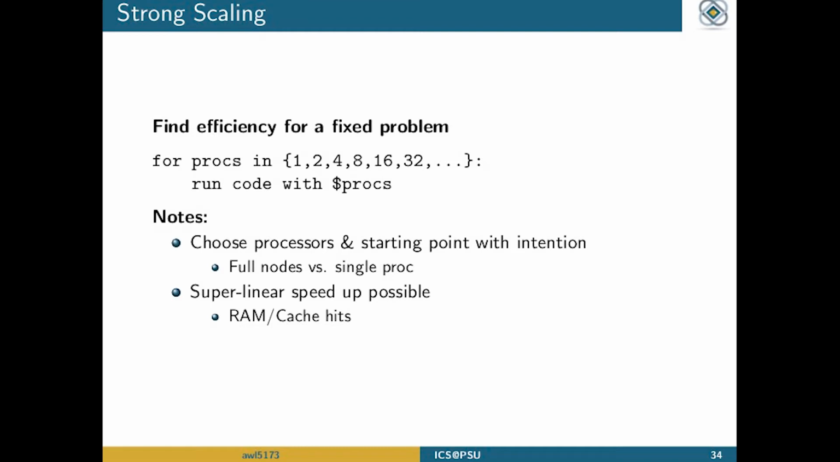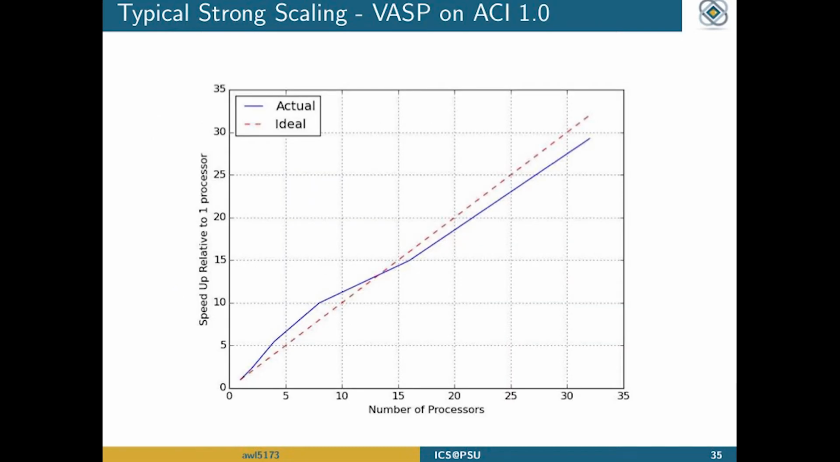Especially on the NSF clusters, you're going to want to try to use full nodes as opposed to just a single processor. If you do look at a single processor, comparing there, oftentimes you're going to get a superlinear speedup because of either availability of RAM or potentially even cache hits. So this is strong scaling for a code called VASP on ACI 1.0. The simulations were done by Chris Blanton and then I plotted these.